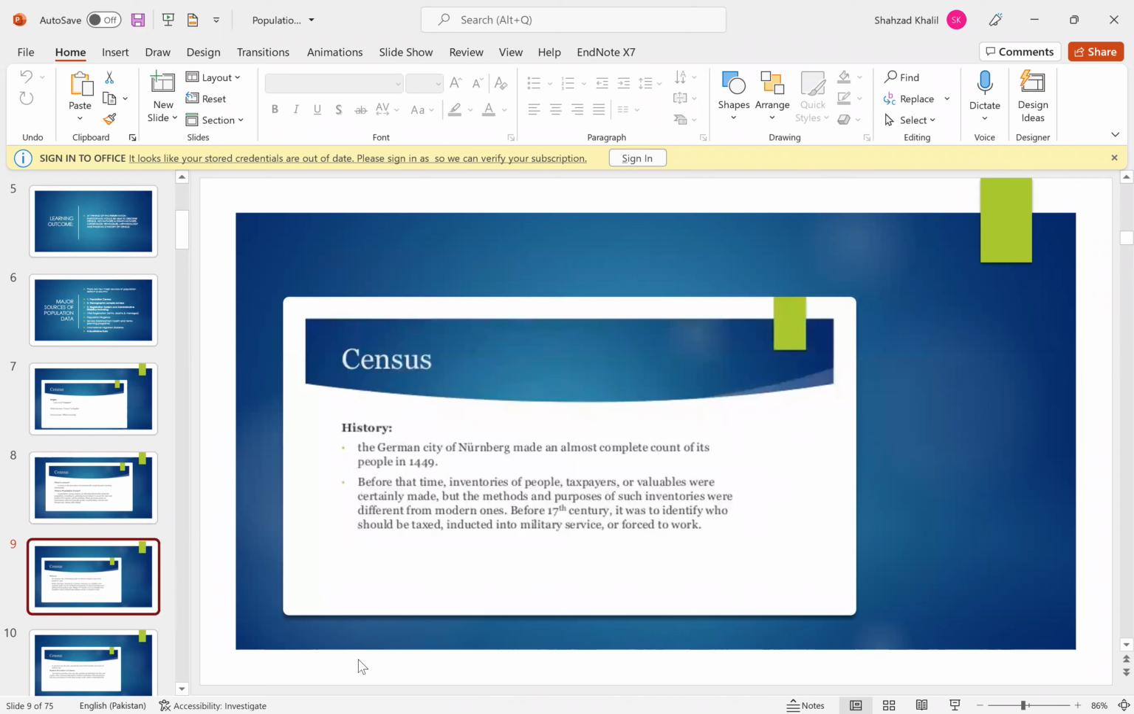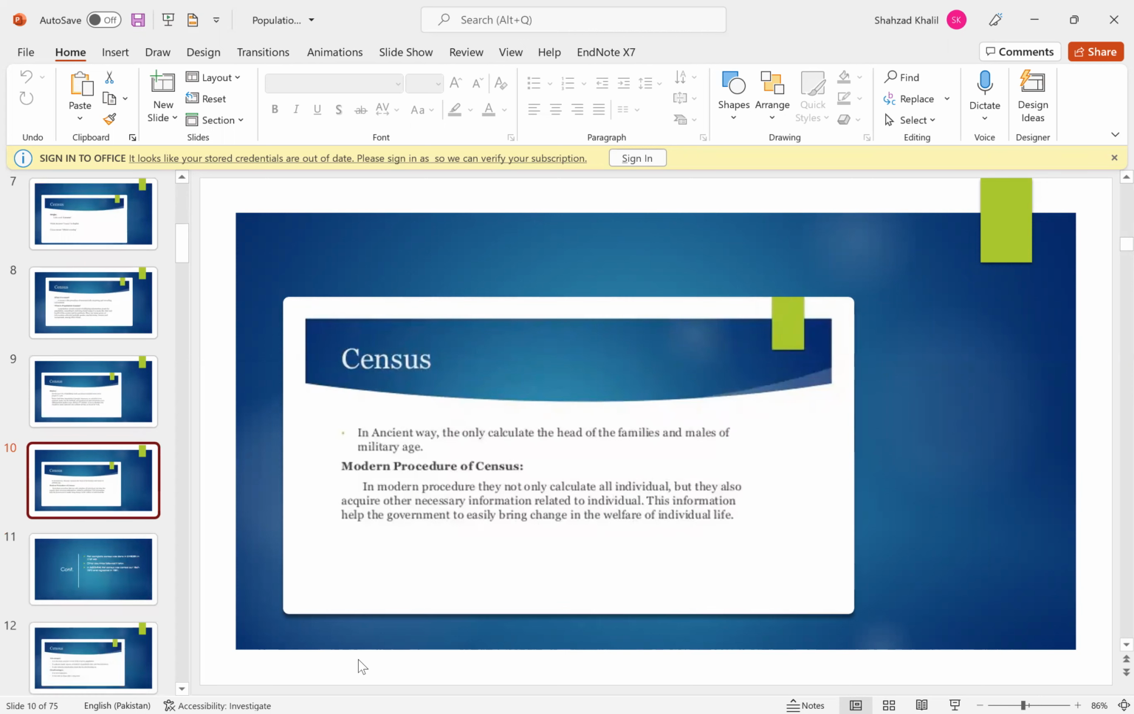History. The German city of Nuremberg made an almost complete count of its people in 1449. Before that time, inventories of people, taxpayers, or valuables were certainly made, but the method and purposes of such inventories were different from modern ones. Before the 17th century, it was to identify who should be taxed, inducted into military service, or forced to work. In the ancient way, they only calculated the heads of the families and males of military age. Modern procedure of census: in the modern procedure, they not only count all individuals, but they also acquire other necessary information related to individuals. This information helps the government to easily bring change in the welfare of individual life.